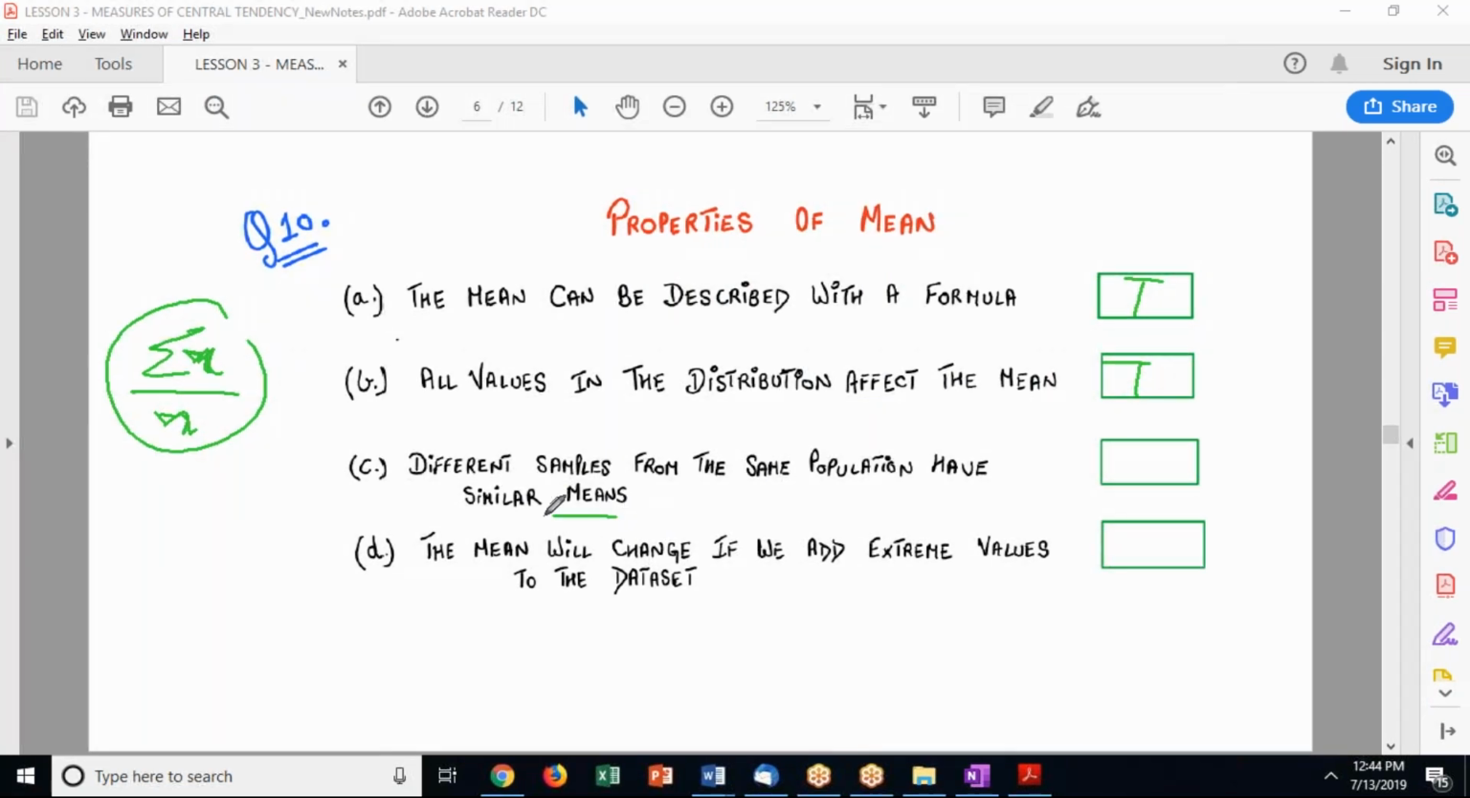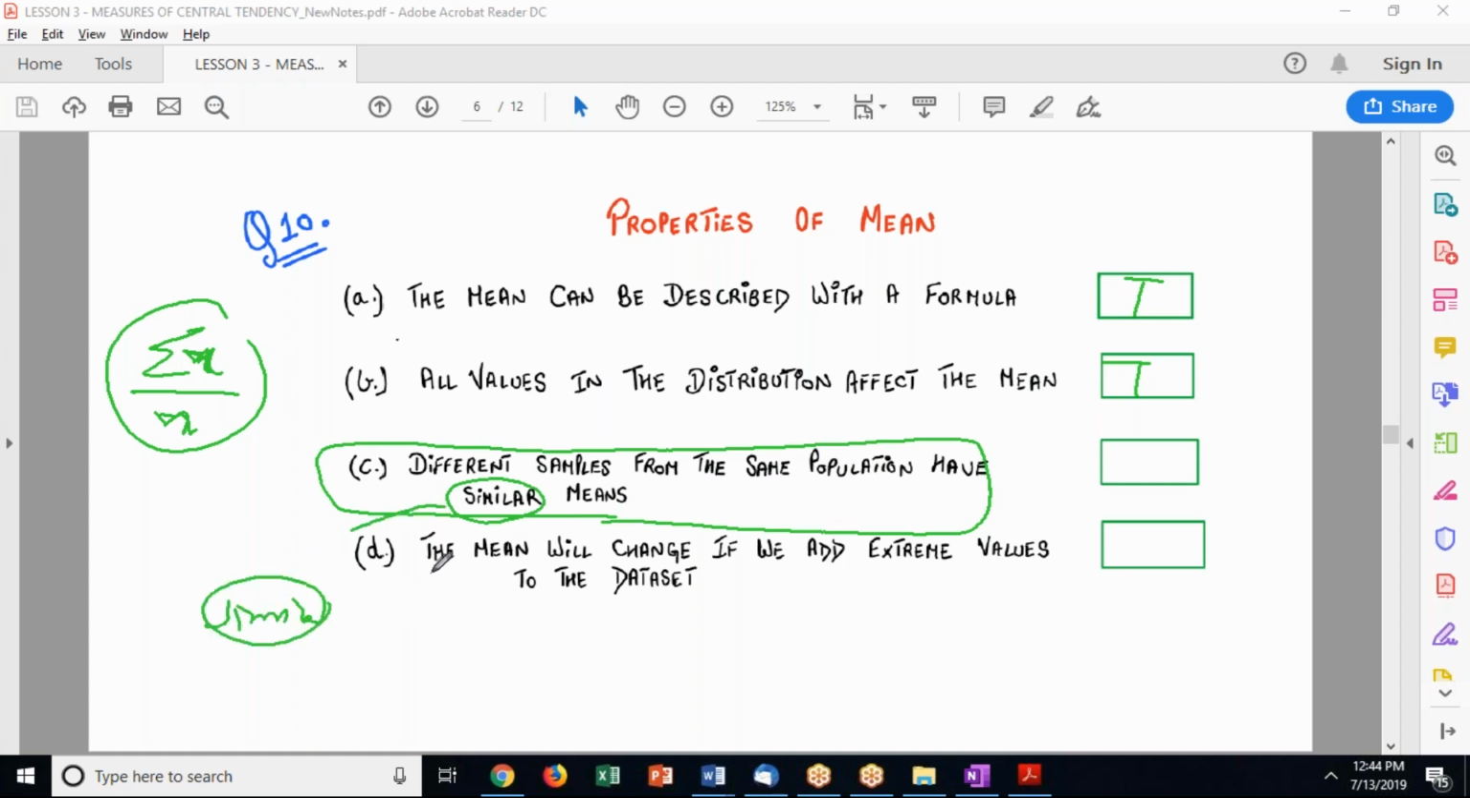Different samples from the same population have similar means. How about this one? Somebody who's saying true can explain. Because it has said similar means, not the same means. Similar in the sense that suppose we have taken three samples, the mean for those can be similar, but it can't be exactly the same.